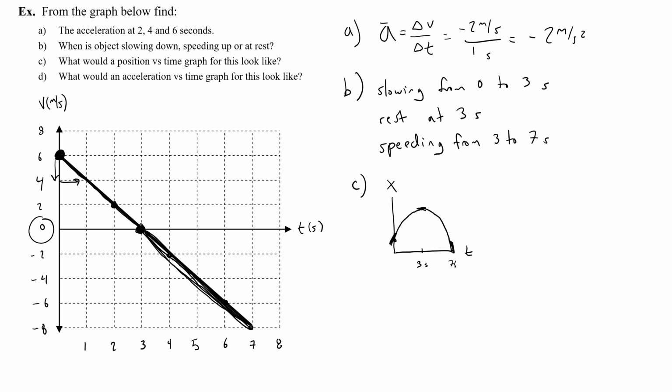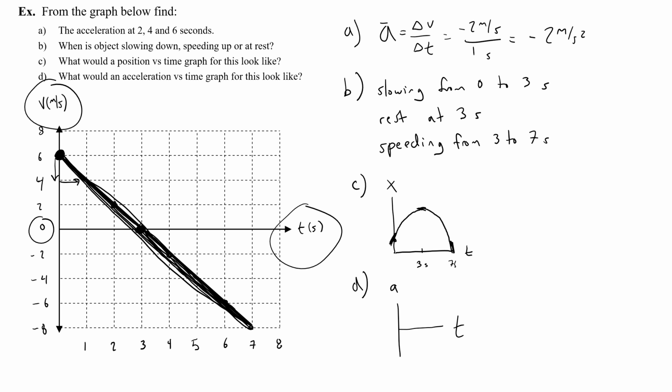For the acceleration versus time graph, it's really easy. If I draw acceleration versus time, the slope of velocity versus time, so this graph, tells you what the acceleration is. And the slope for the entire line at 1, 2, 3, 4, 5, 6, 7 seconds, any of it, is negative 2. So my acceleration versus time graph is not curving, it's just a flat line at negative 2 meters per second squared. Great. Let's just do one more question.